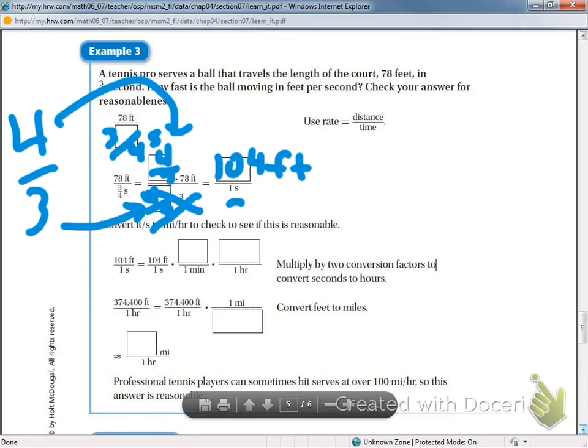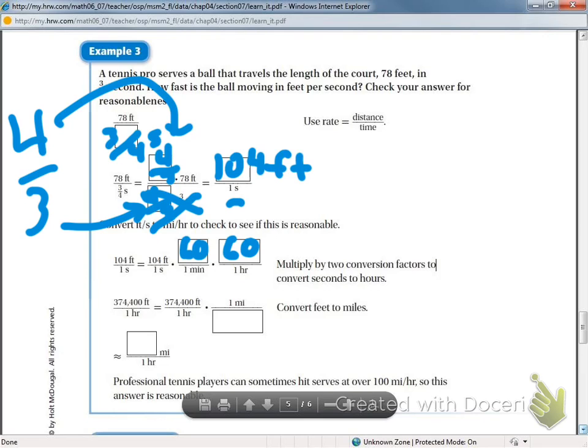Now I have 104 feet, and I'm going to convert feet to miles. They have the feet per second and we're going to change it to miles per hour. So, how many seconds are in a minute? 60, so I'm going to write 60. How many minutes are in an hour? 60, so I'm going to write 60. So now I'm going to multiply 104 times 60 times 60 to find out how many feet per hour. And then I'm going to convert that to feet to miles.